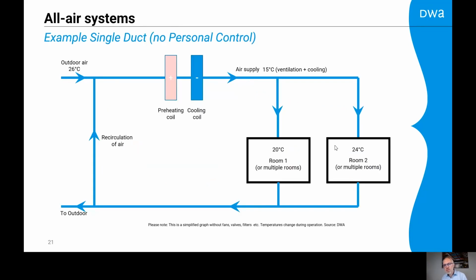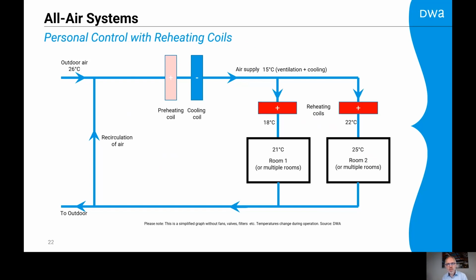So the water circuit is omitted. We only use air in order to cool and ventilate the building. In this case, we're cooling the building. And we see that now we cool down the air from 26 degrees to 15 degrees. But in this case, we don't have personal control. Every room gets the same temperature and we have no personal control. But we have a solution for that.